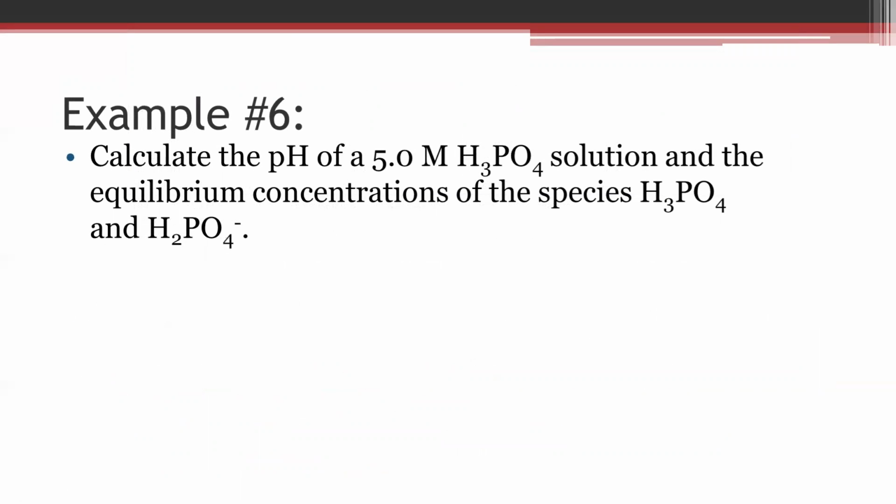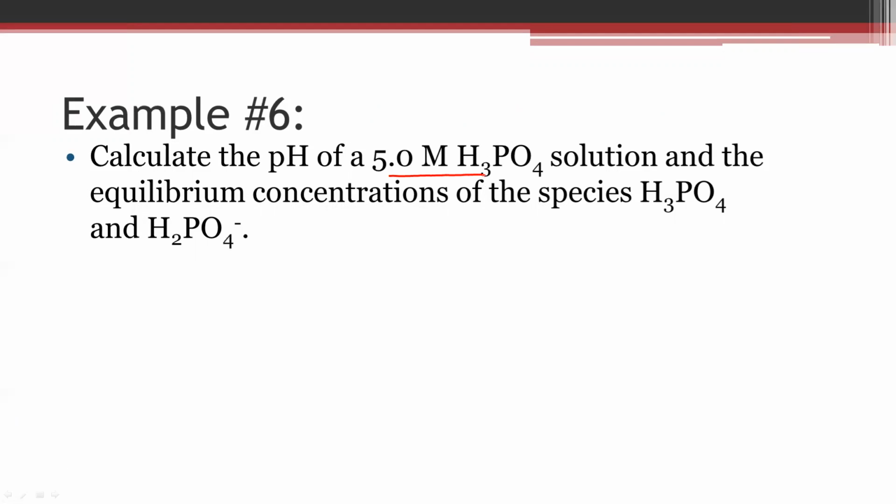So example 6, this may or may not say example 12 in your notes, I apologize if it does. Calculate the pH of a 5 molar phosphoric acid solution and the equilibrium concentrations of the species of the phosphoric acid and the first conjugate base of that. We're actually going to take it a step further, because I cut this problem down and then realized I wanted to do more. So you're just going to be smarter than other people in class. The first thing we have to do is remember we're losing one proton at a time, so we have to start with the original acid.